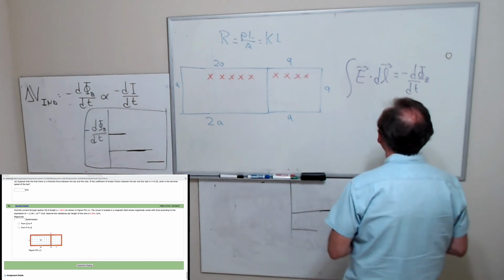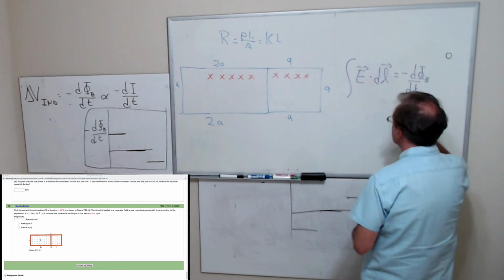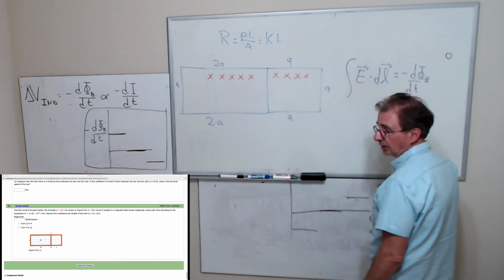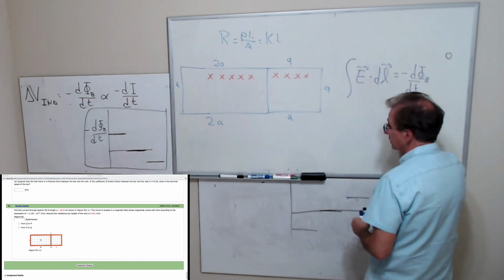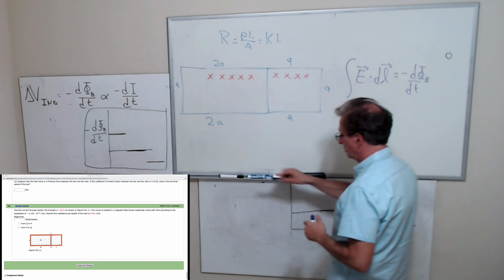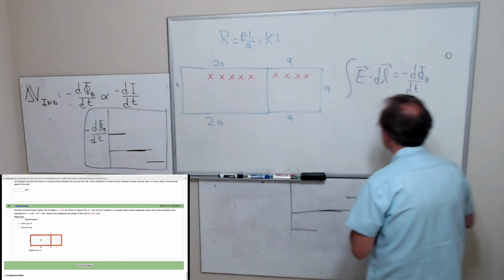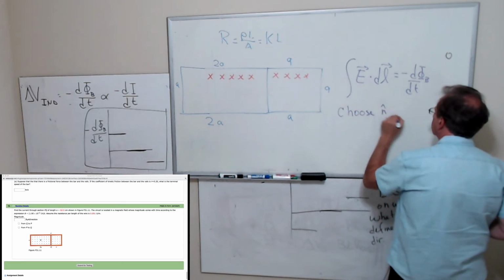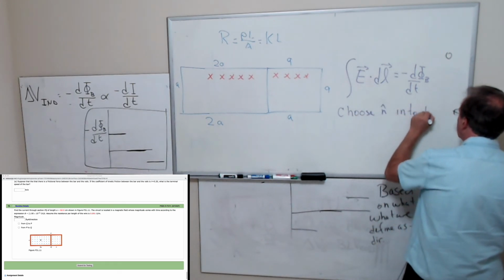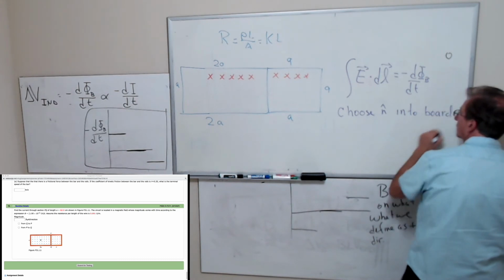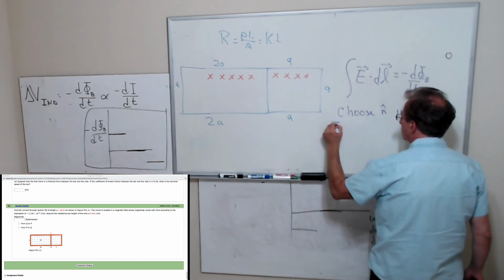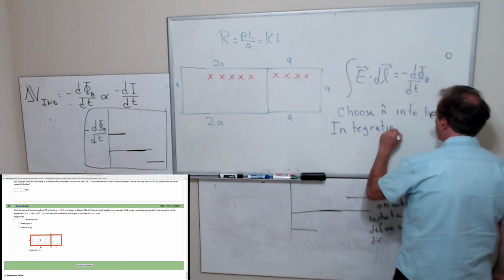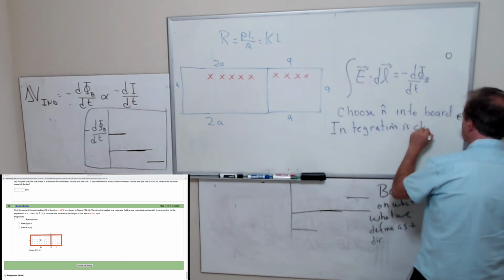When I do this, the magnetic field's into the board. I'm going to choose the normal into the plane of the board. So when I do this integration, I'm going to integrate clockwise. So I'm going to choose n hat into board. That means that the integration is clockwise.